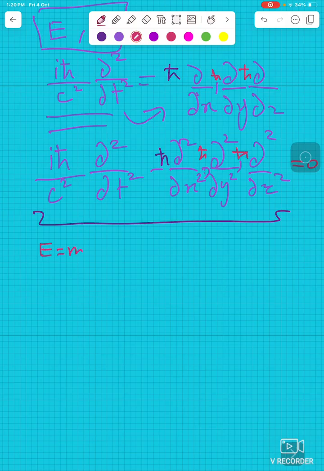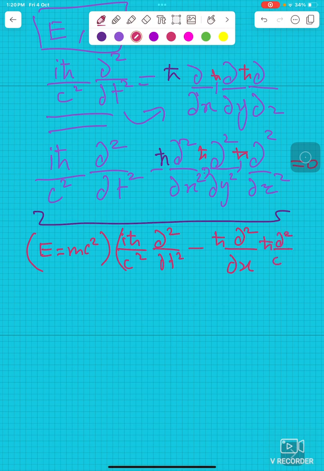E equals mc square, and then c square d square over dt square minus h bar d square over dx, h bar d square partial. Sorry, I'm saying d because it's a lot, but it's actually d partial d.